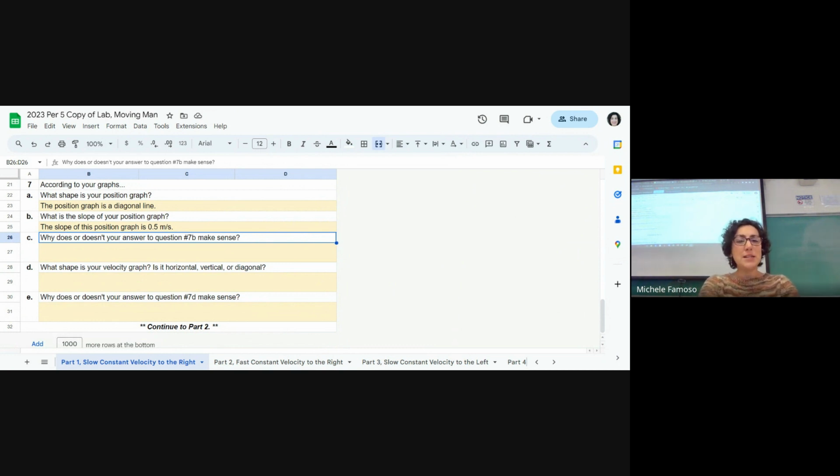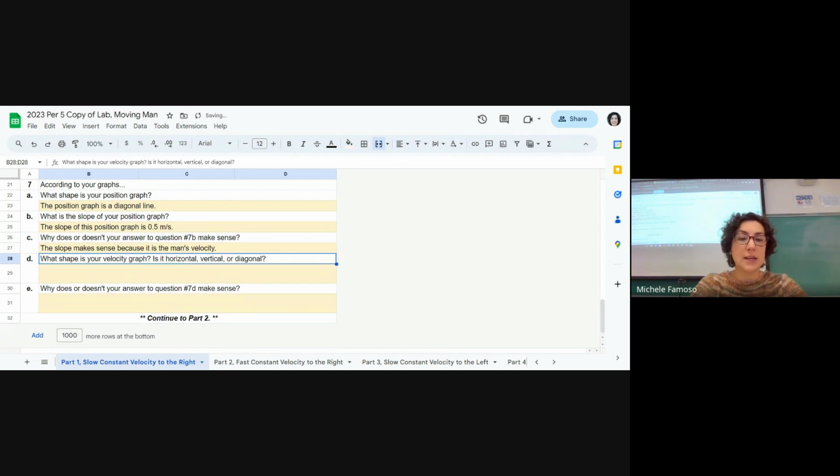All right, part C. Why does that answer, or doesn't that answer, make sense? That 0.5 meters per second makes sense to me. I want to see if you can tell me why it makes sense. Ready? And what was the man's velocity in this experiment? There you go. So the slope makes sense because it was the man's velocity. That's right. His velocity in this experiment was 0.5 meters per second, and that's what the slope was.